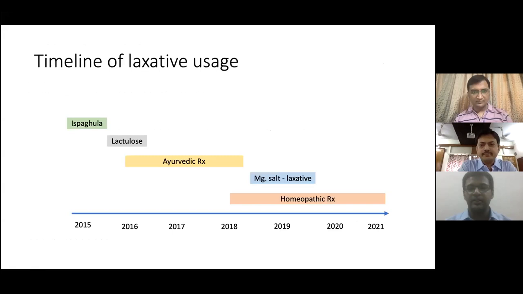This is the timeline of his laxative usage. As I mentioned, he had used Isabgol powder initially for some time. Later on, he used lactulose, after which he used Ayurvedic medications. Then he changed over to homeopathic medications. He tried the magnesium salt laxatives for some time at the same time. However, he only had a partial response with the same.